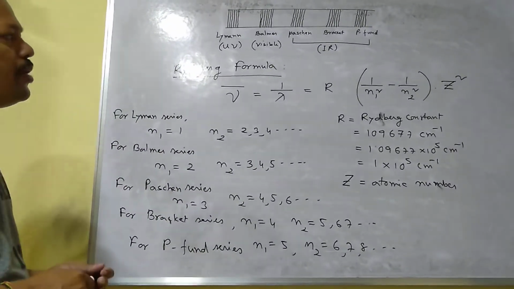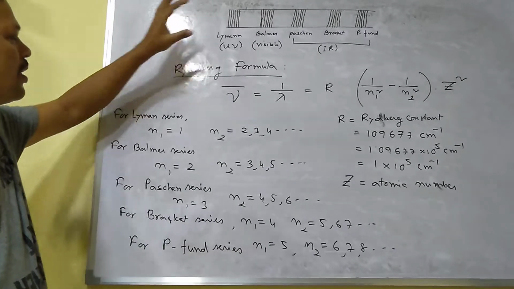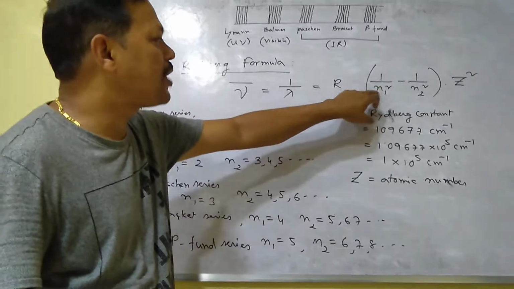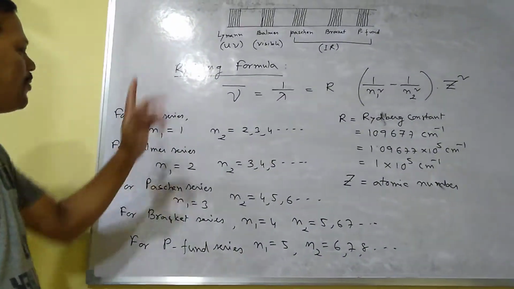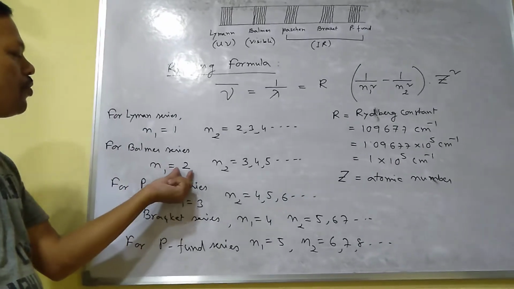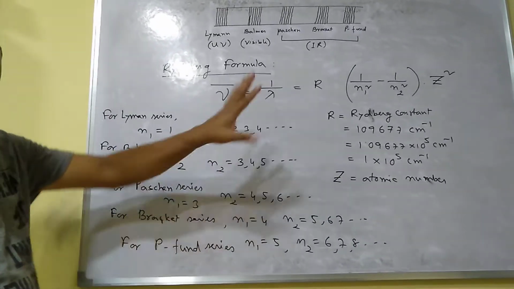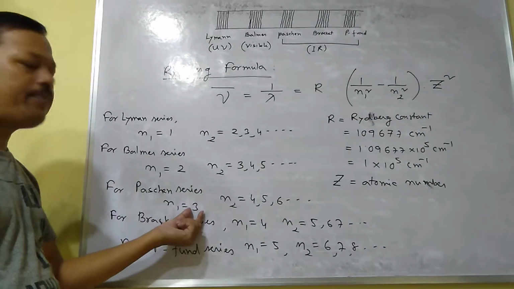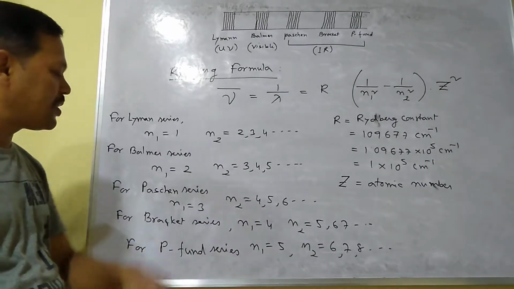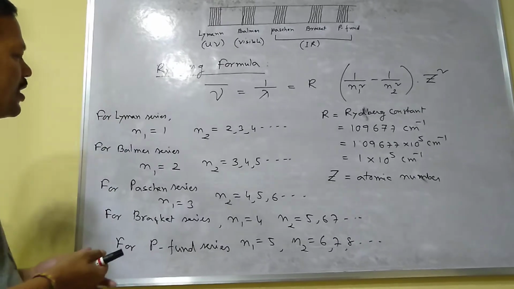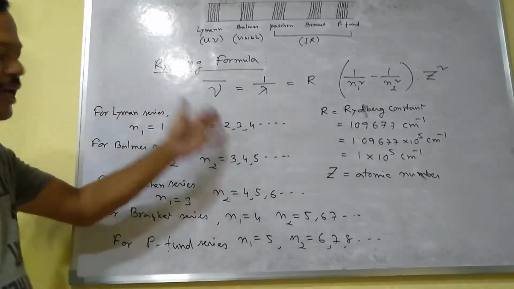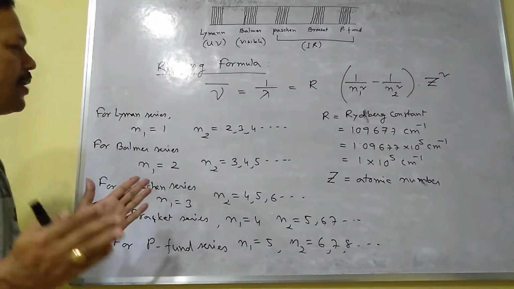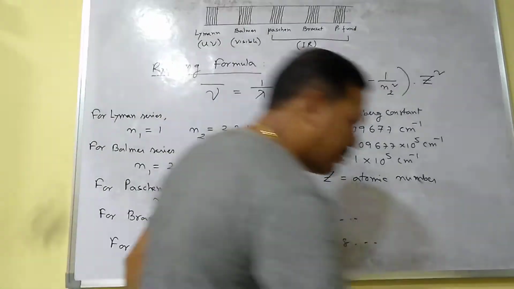So the n1 value depends on the series. If the line corresponds to the Lyman series, then you always consider the n1 value as 1, so n1 square means 1 square. If the line falls in the Balmer series, you always consider n1 as 2, and the n2 value will be mentioned in your question. If the line falls in the Paschen series, you always consider n1 as 3, and n2 may be 4, 5, 6, like that. So depending on the series, you get the value of n1, and the n2 value depends on which level the line is coming from. n1 represents the lower energy level, and n2 represents the higher energy level.